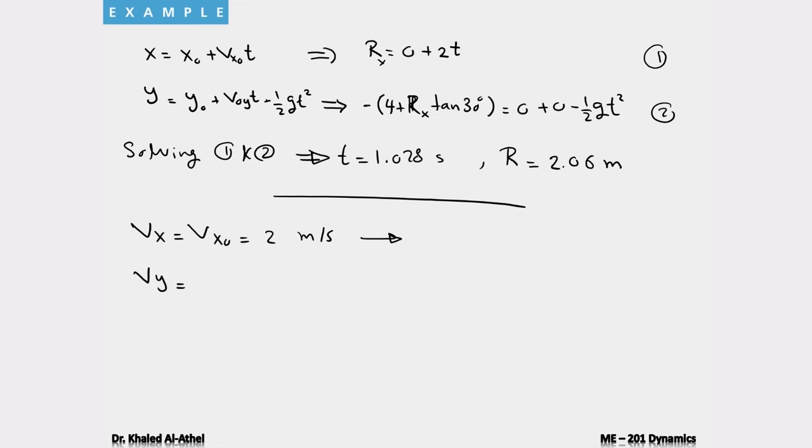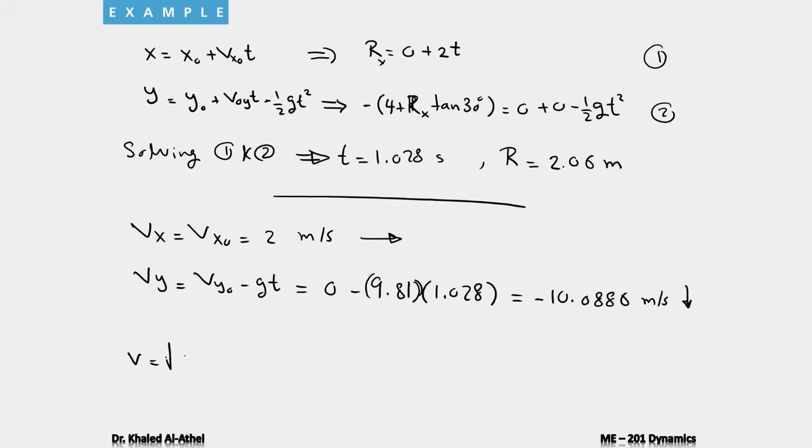And then I can solve from the projectile motion for Vy, which should equal Vy0 minus g t. This equals the initial velocity, 0, minus 9.81 multiplied by the time, which is 1.028, and this should equal minus 10.0886 meters per second, downward. Now I have the two components, so I can find the magnitude and angle.